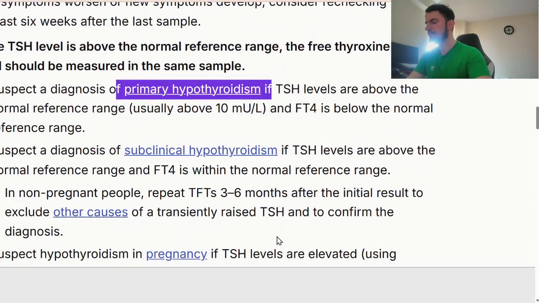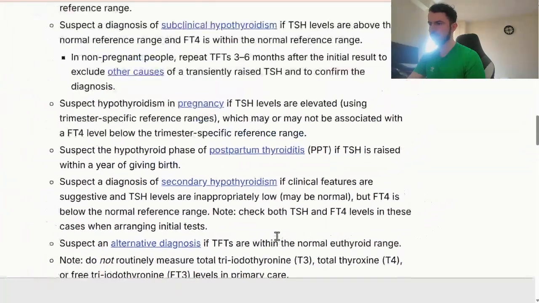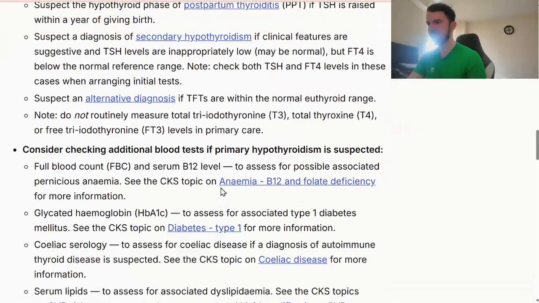So guys, TSH is inversely proportional to T3 and T4. If you have hypothyroidism, you will have a lower T3, T4 and high TSH. This is a very, very crucial point. Now, let's go down and see what else there is.